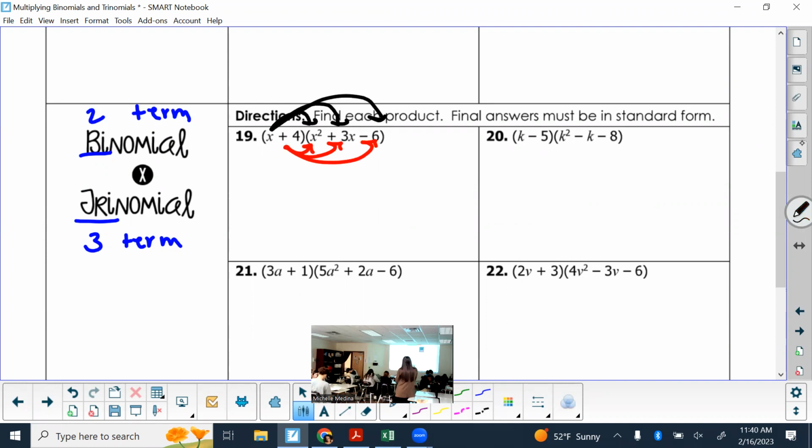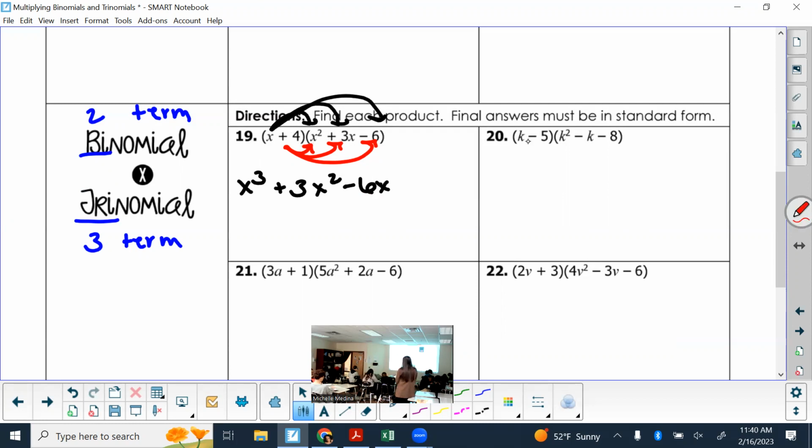So in this one, x times x squared is, good. X times 3x is 3x squared, and x times -6 is -6x. Anyone confused on how we got that? All we're doing is applying stuff we've done before, like the product rule, multiplying the coefficients, same thing, and all that stuff. All right, now distribute the 4.